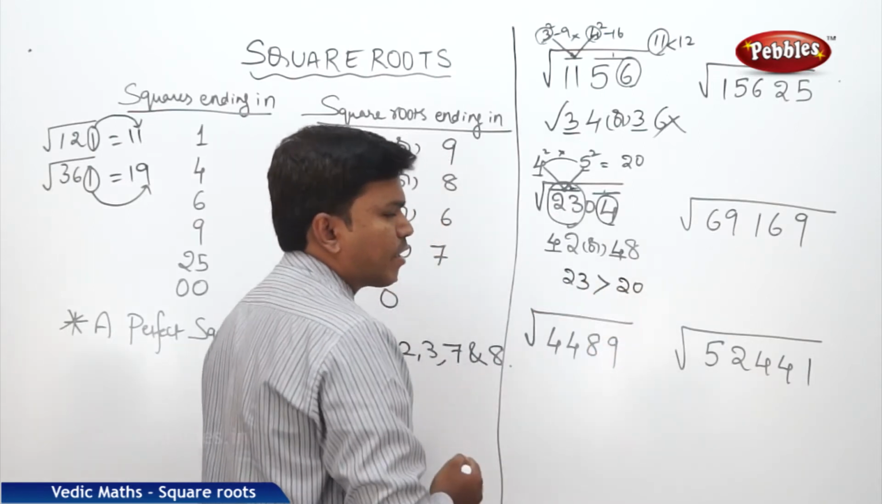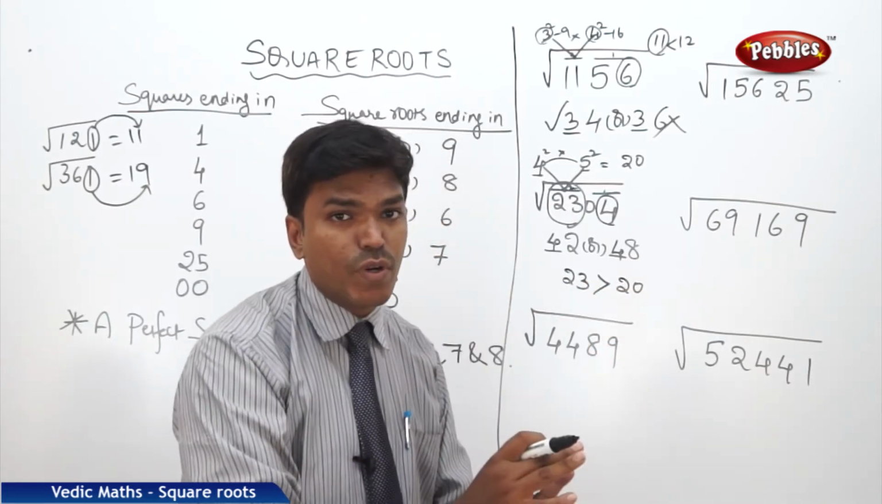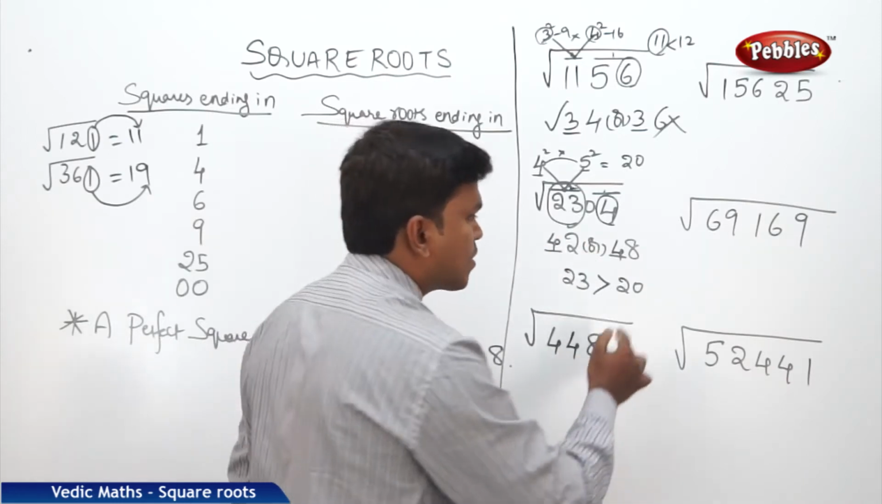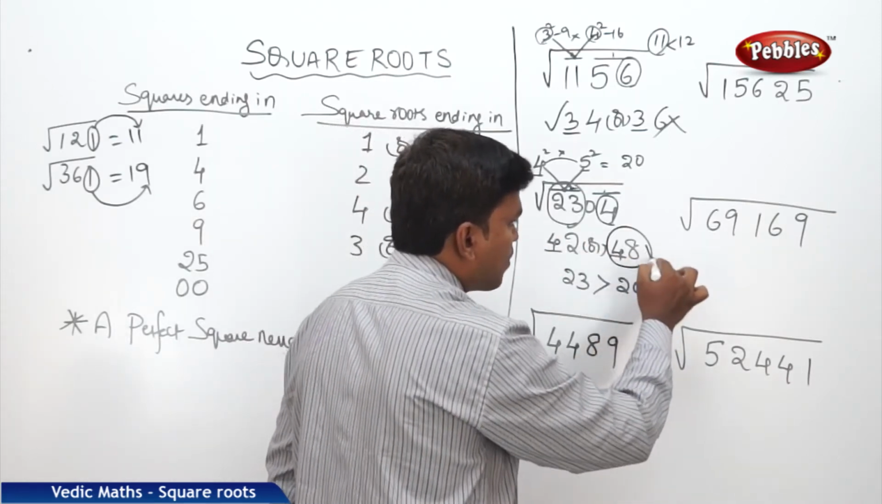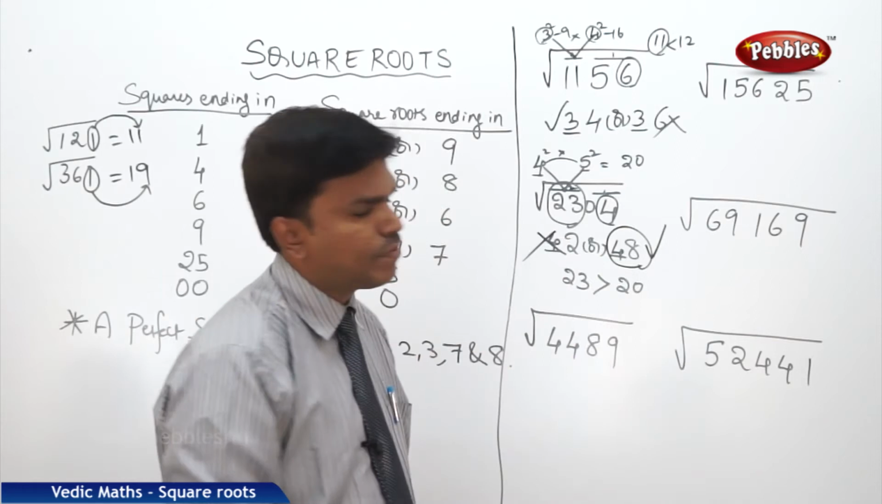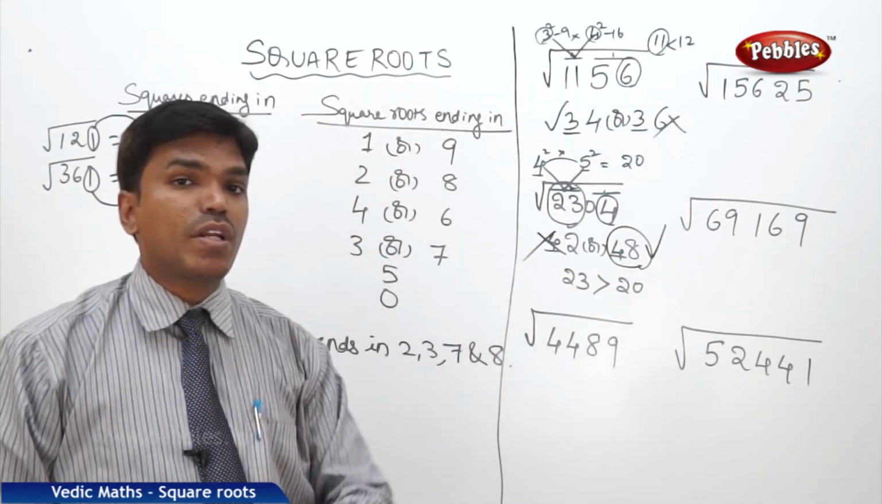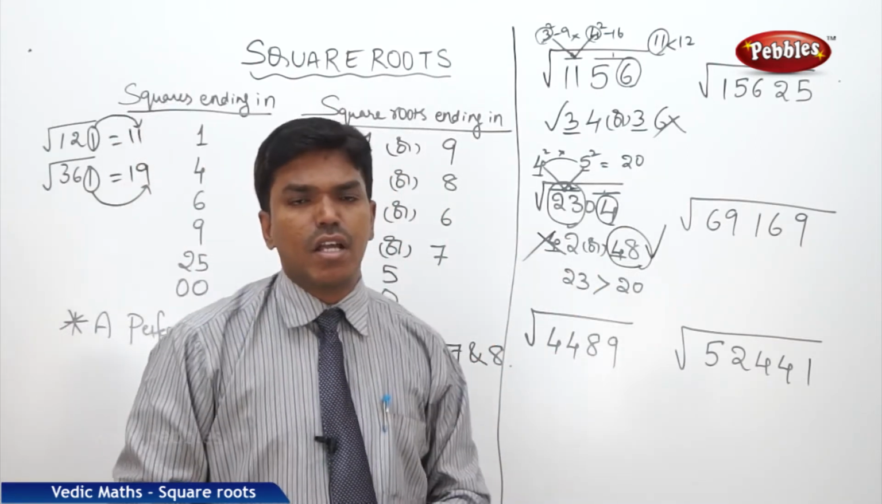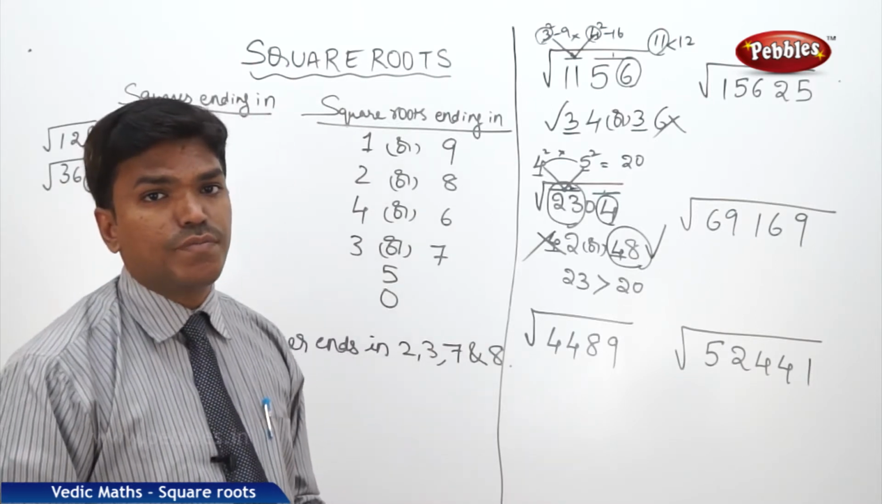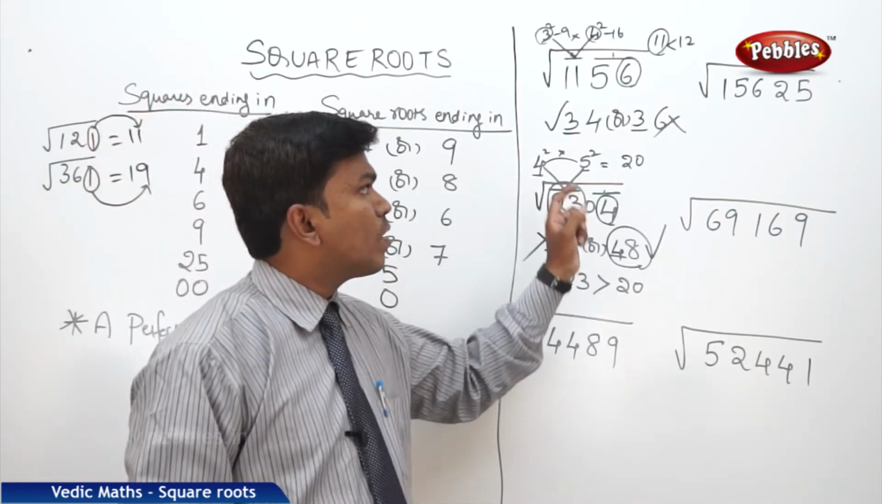It is greater than 20. Yes or no? If it is greater than 20, then the greater number will be your answer. That is 48 will be my answer, but not 42. If it is lesser than the product, then it will be the lesser number. Like that, we have to solve the square roots.